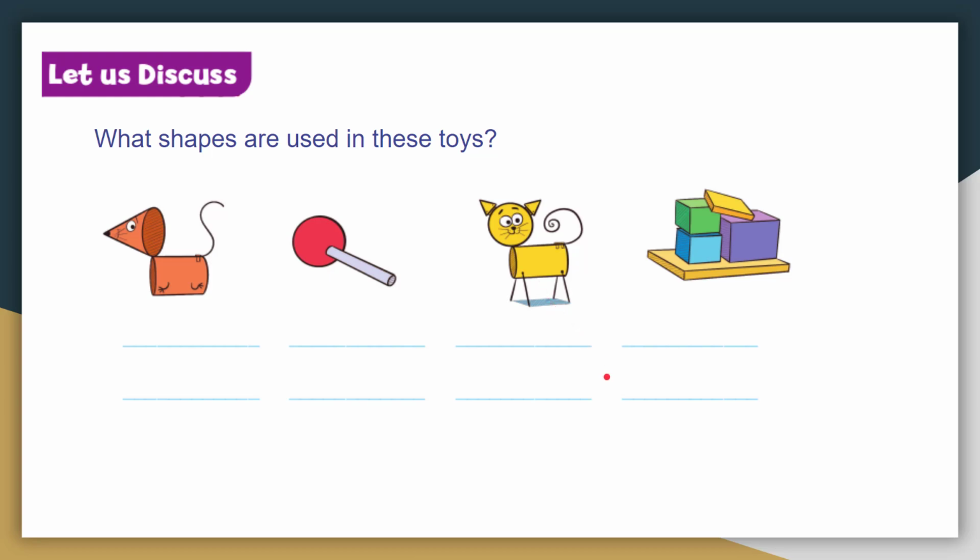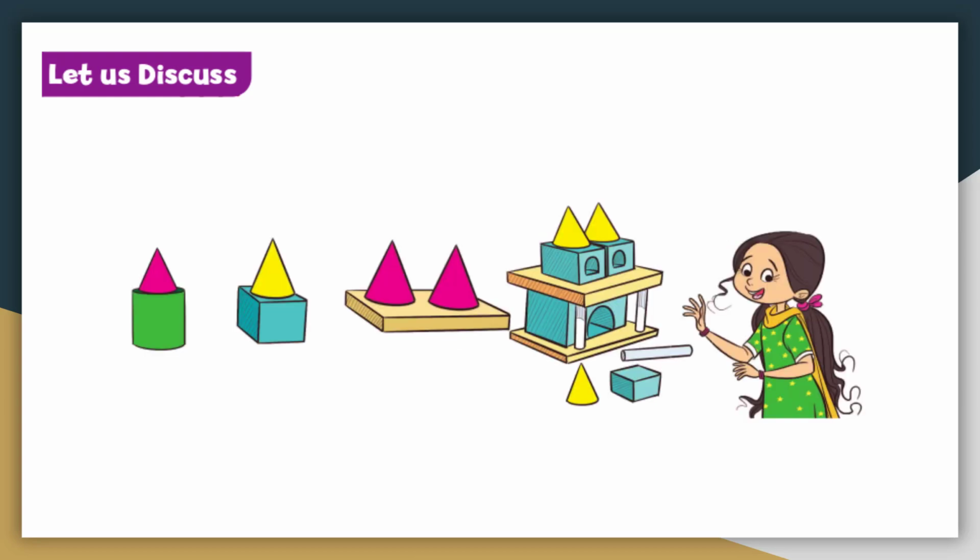So there are many different shapes. Here you can see cuboid, cubes. Now Jaya made some houses using different shapes. So you can see a cylinder and a cone on it. There is a cone on the top of a cube. Two cones and one cuboid are used to make a house, and a big house is created using different shapes.